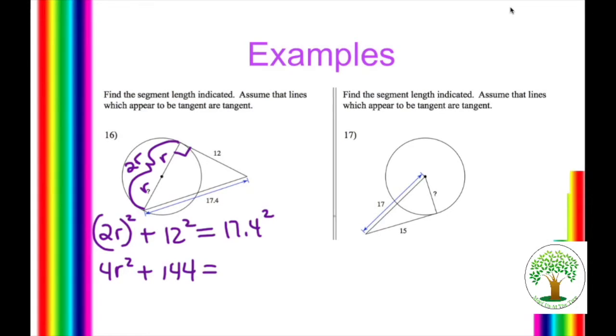Oh, never mind, because you don't have an actual number to square. I don't know what 17.4 squared is. 302.76 is what I got. 17.4 squared, verified. Good job. I'm going to subtract that 144 to the other side.